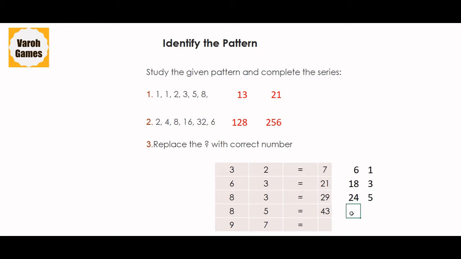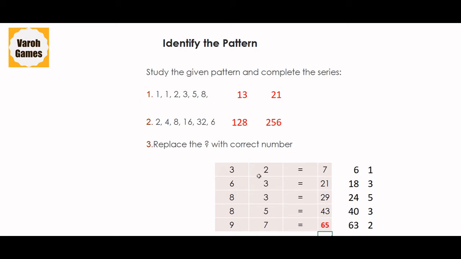Let's do the fourth one. 8 into 5. Yes, it's 40. And 8 minus 5 is 3. So 40 plus 3 is 43. So what should be our answer here, guys? It should be 9 into 7, which is 63. And 9 minus 7, which is 2. Okay. And then finally adding these two up. 63 plus 2 is 65. So here we have our answer.